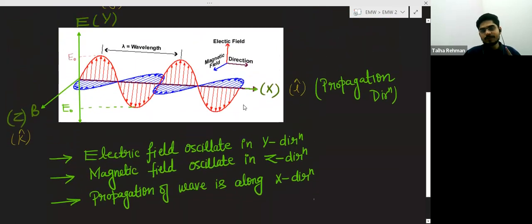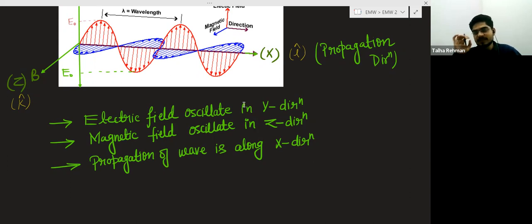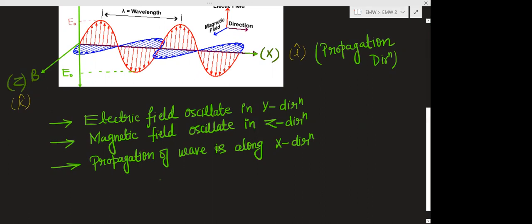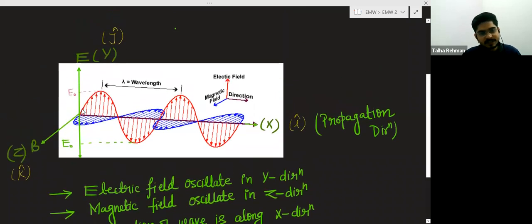So basically this electromagnetic wave is transverse in nature. What is the meaning of transverse? The electric field and the magnetic field are perpendicular to each other as well as perpendicular to the direction of propagation. This is known as the transverse nature of the electromagnetic wave. E naught is the peak value of the electric field. So this is the electric field oscillation and this is the magnetic field oscillation.